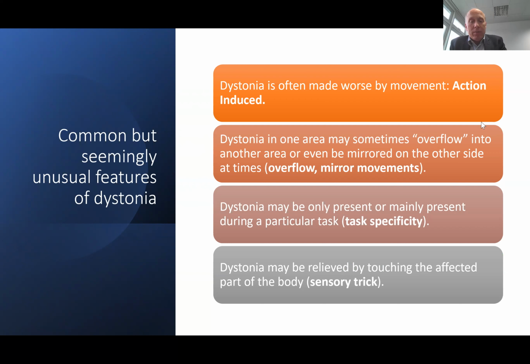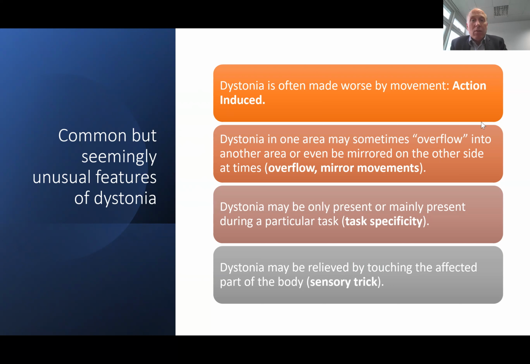And another common feature of dystonia is that it may be relieved a bit temporarily by touching the affected part of the body. And this is called a sensory trick. So, for example, people with neck dystonia often may lightly touch their face, and this might help bring the head into a more normal position.